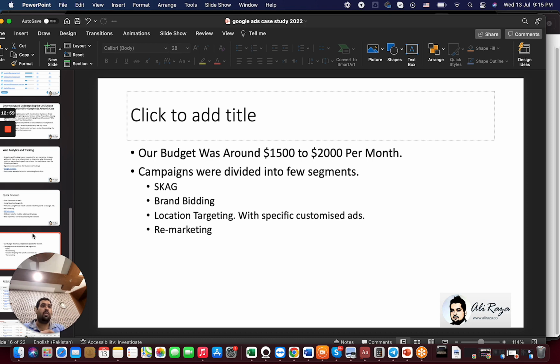So our campaigns were divided into 4 segments. I told you about SKAG. The second was brand bidding. Brand bidding was whenever people search for our own brand name, our ad should be shown. Third one was location targeting, and we had a few keywords for specific locations, like costumes in New York, costumes in New Jersey. So we were having customized location-based campaigns as well as ads. And then we were doing retargeting and remarketing as well.